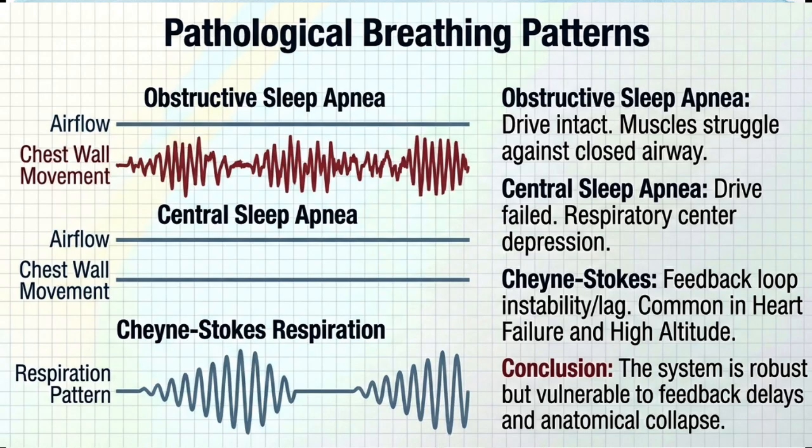The strong hypoxic stimulus drives a period of deep breathing, which then blows off a lot of CO2. That low CO2 removes the drive to breathe, and the patient has an apnea. During the apnea, CO2 builds back up until it hits the threshold to trigger breathing again, and the whole cycle just repeats itself over and over.